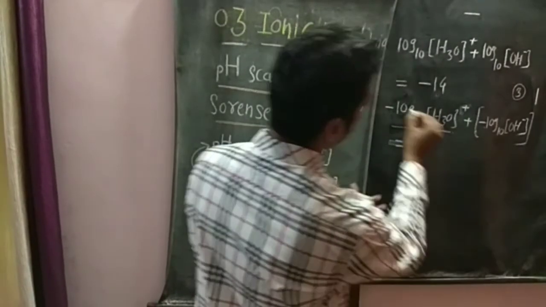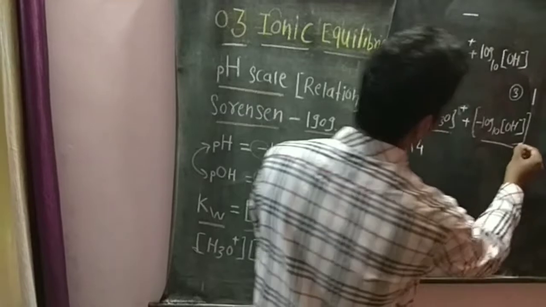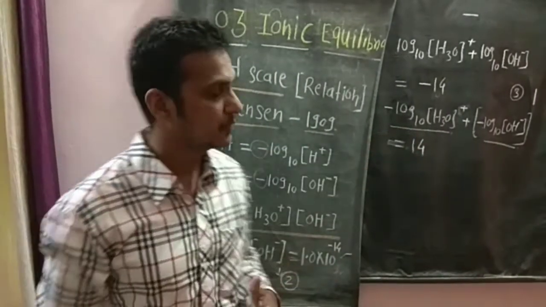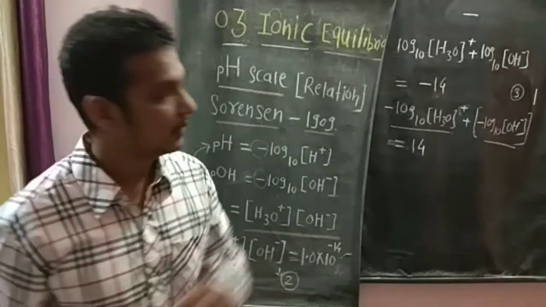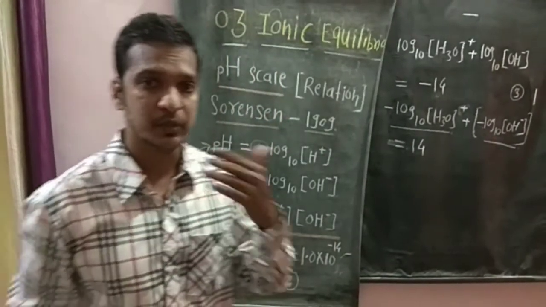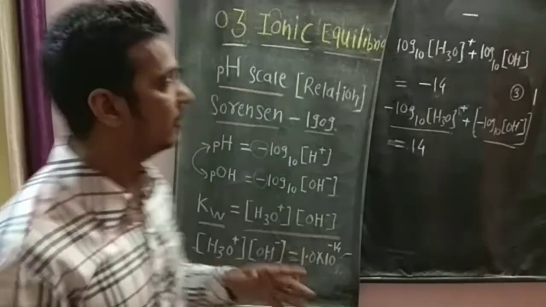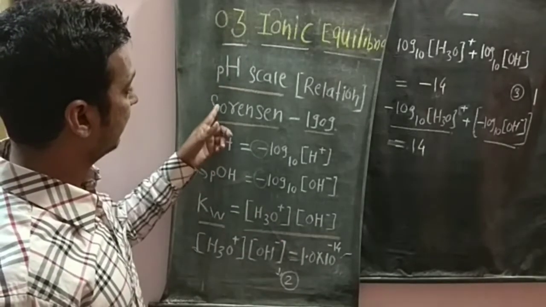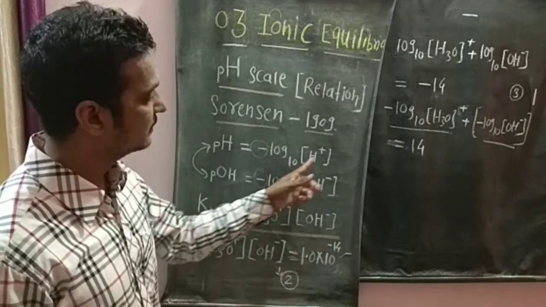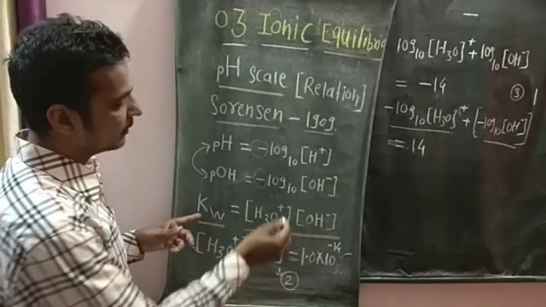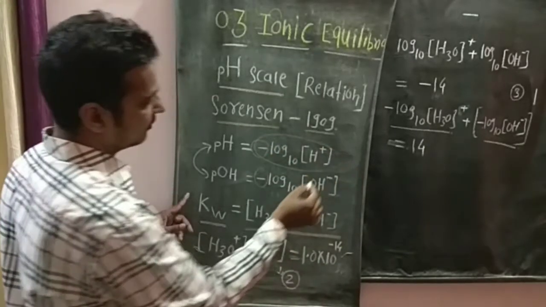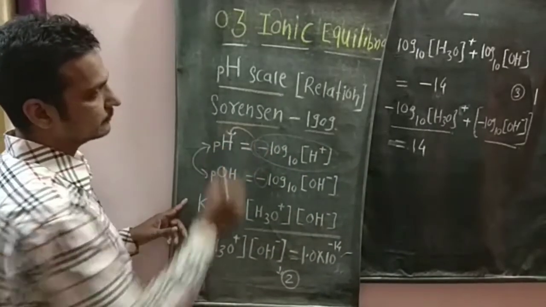Now what is the value of this one? We have to identify these two terms. Minus logarithm to the base 10 concentration of H3O plus is equal to what? And another, minus logarithm to the base 10 concentration of OH minus is equal to what? We already know that according to Sorensen, pH is defined as negative logarithm to the base 10 of H plus. Here we got the value of this one.